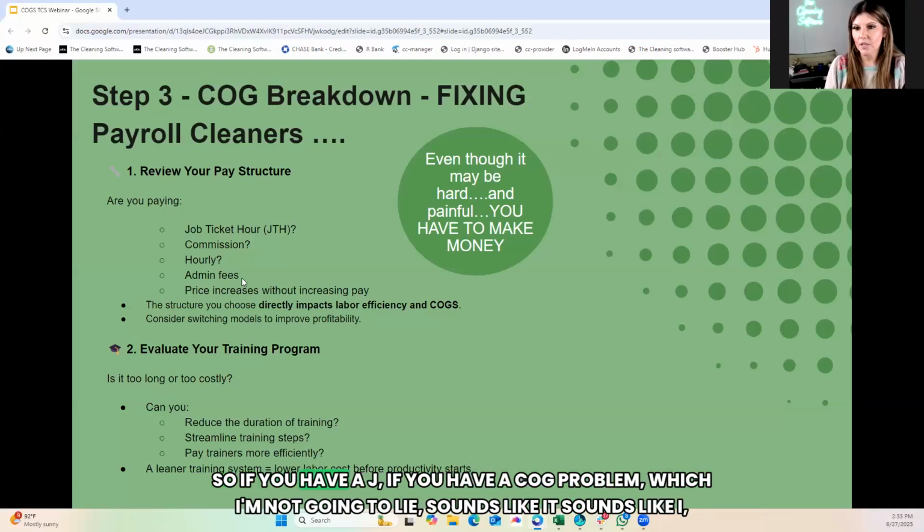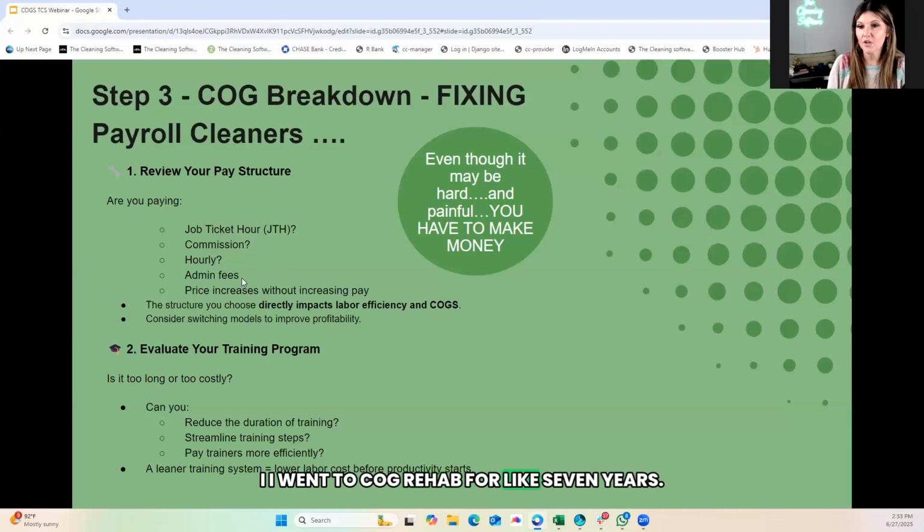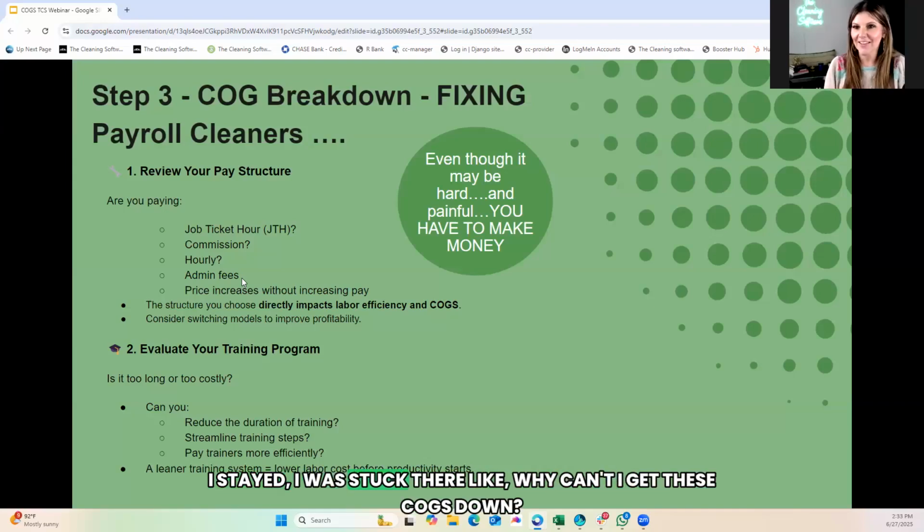So if you have a COG problem, which, I'm not gonna lie, sounds like I went to COG rehab for like 7 years. I was stuck there like, why can't I get these COGS down? Why can't I get the COGS down?